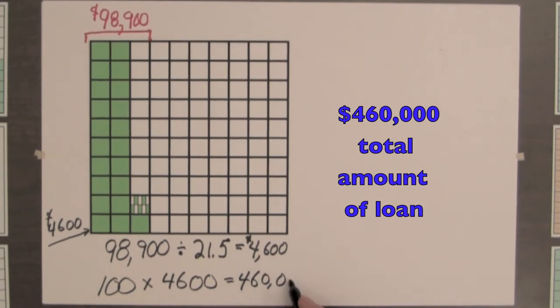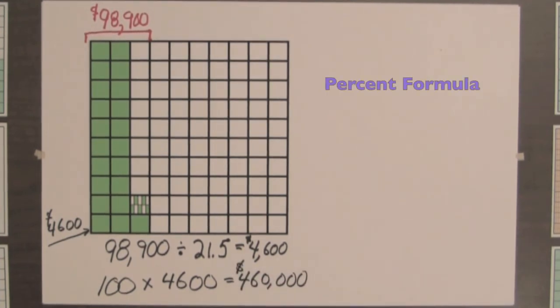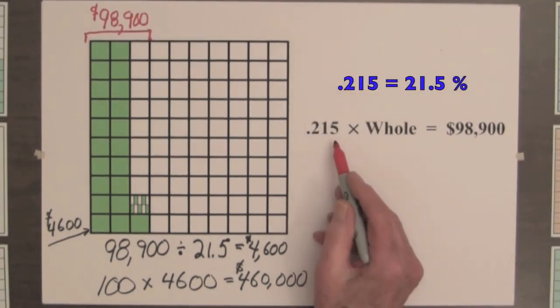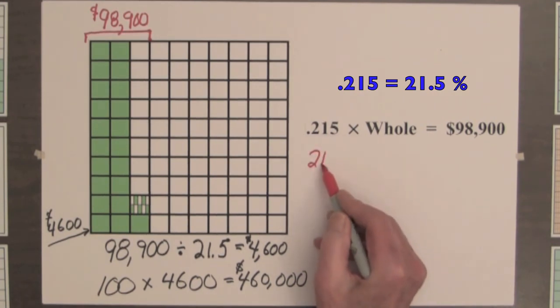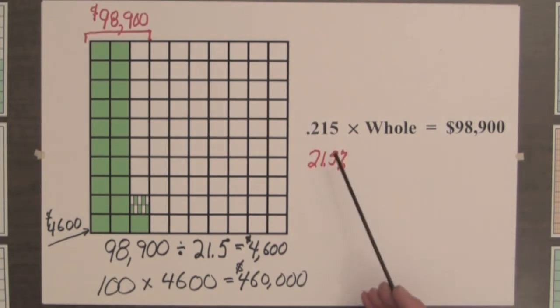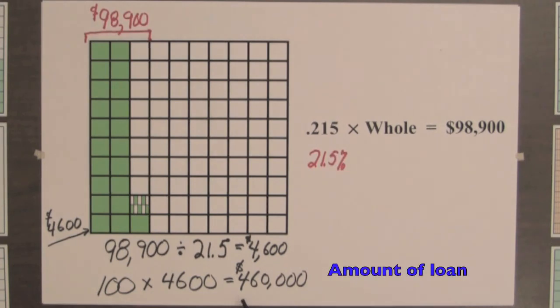Or using the percent formula, with the decimal 215 thousandths used for 21 5/10%, $98,900 can be divided by 215 thousandths to obtain the $460,000 amount of the loan. This is the last of 14 videos on decimals and percents. The visual demonstrations in these videos will be helpful to students in understanding and learning these important topics.